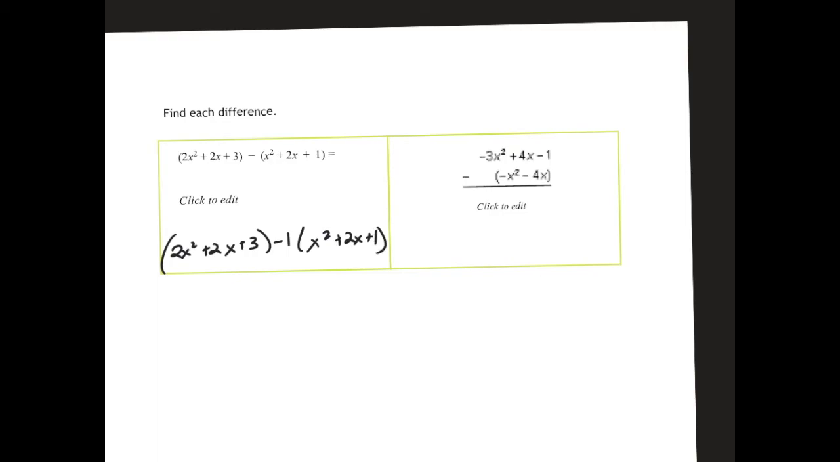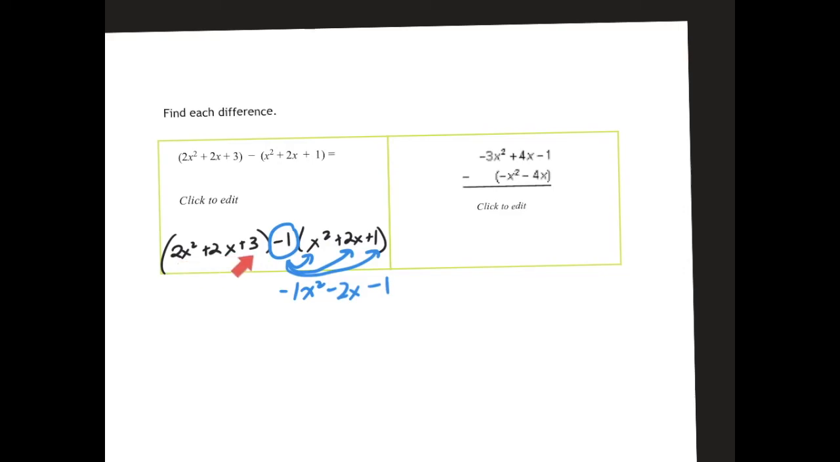Okay. So now that I've done that, I want to do the distributive property for this -1 over here to every single term in my second group. So I'm going to take this -1 and multiply it by x squared, so I'm going to get -1x squared. I'm going to multiply -1 with 2x to get -2x. I'm going to multiply -1 times +1, which is going to give me -1.